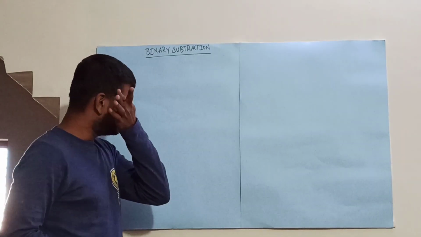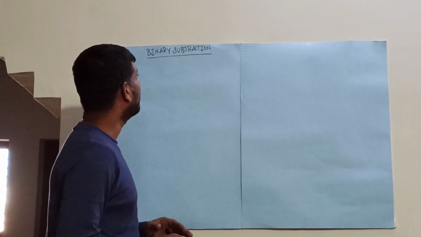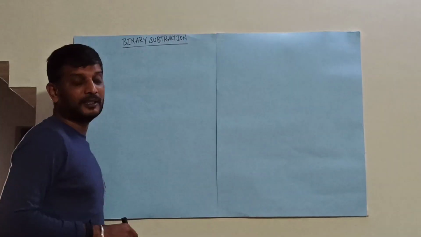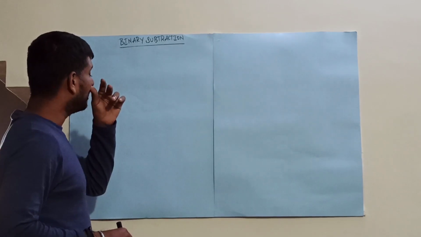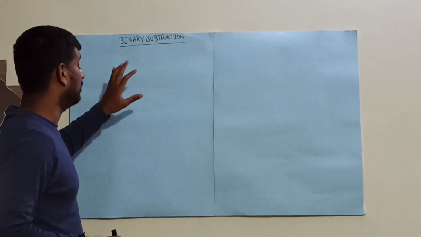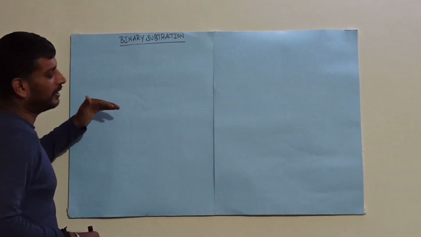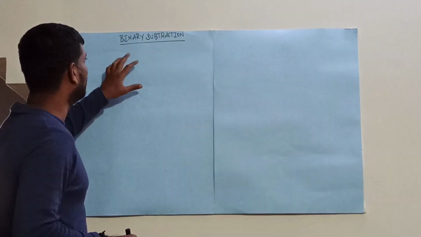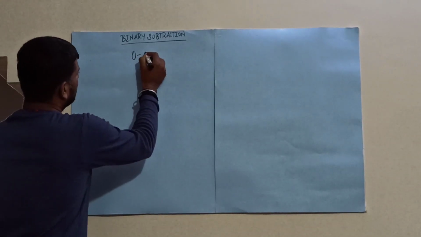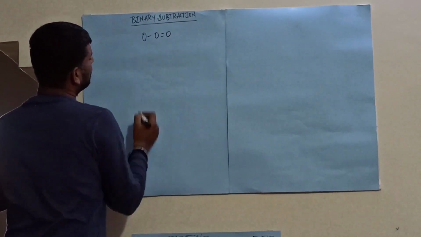In our last video, we have seen how to perform binary addition. In this particular video, let us see how to perform binary subtraction. For binary subtraction also, you need to follow four different rules. The first rule is 0 minus 0 is equal to 0.